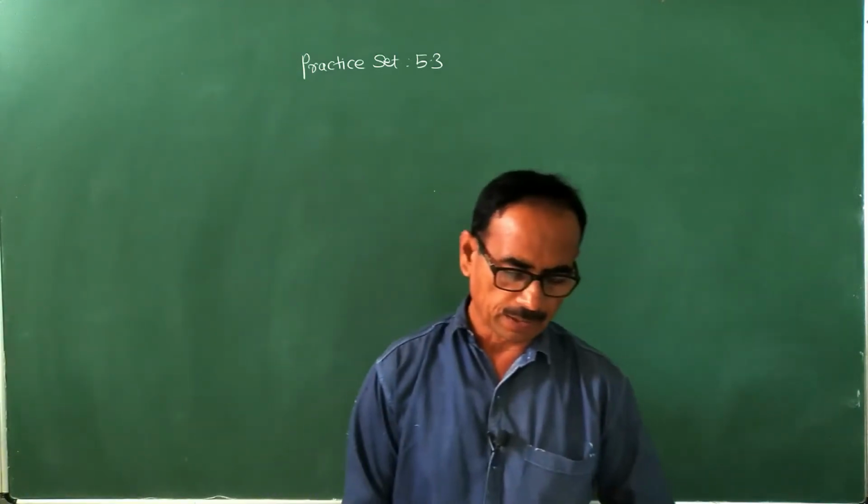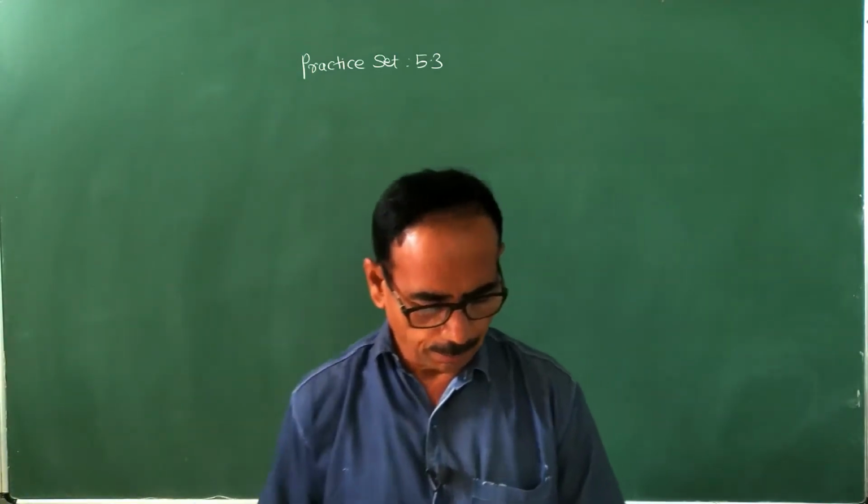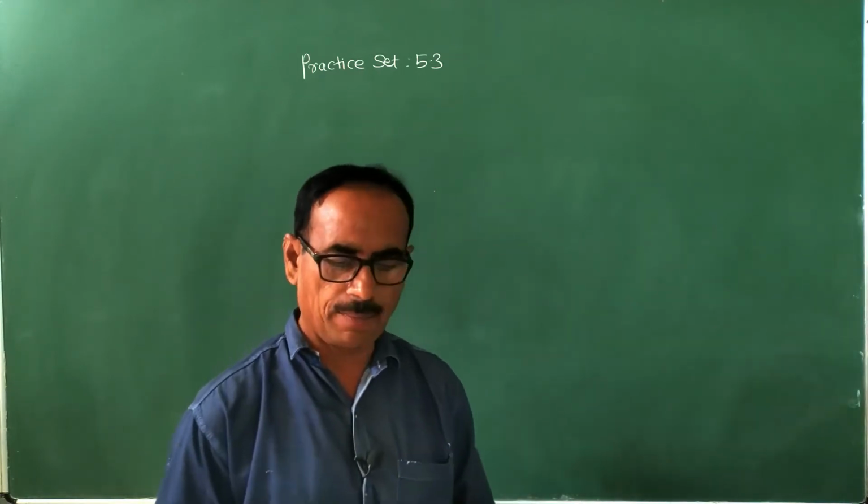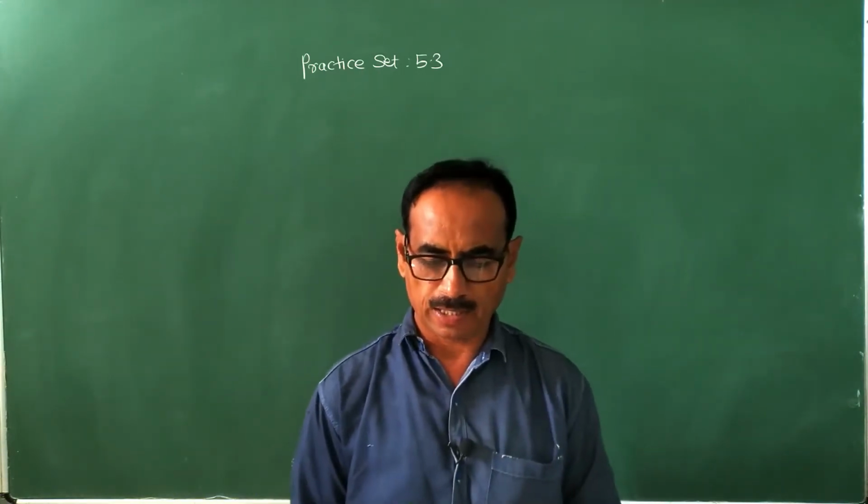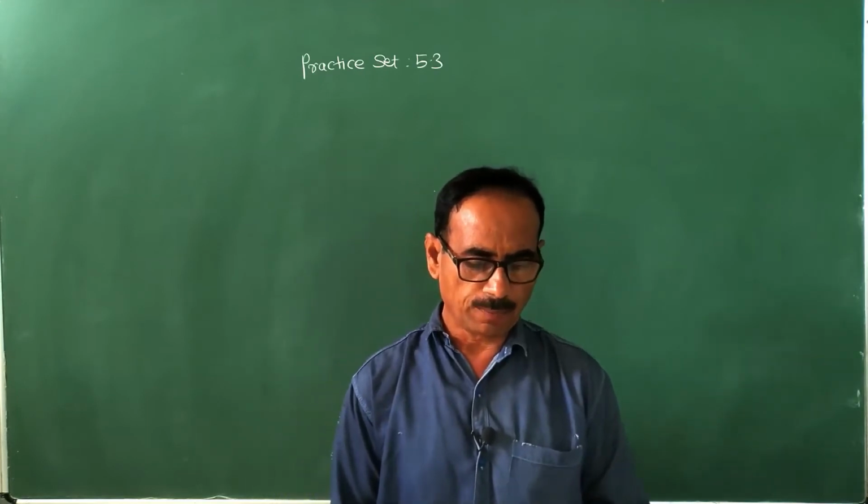Now let us start the practice set 5.3. Here first example is given. Angle made by the line with the positive direction of the x-axis are given. Find the slope of this line.